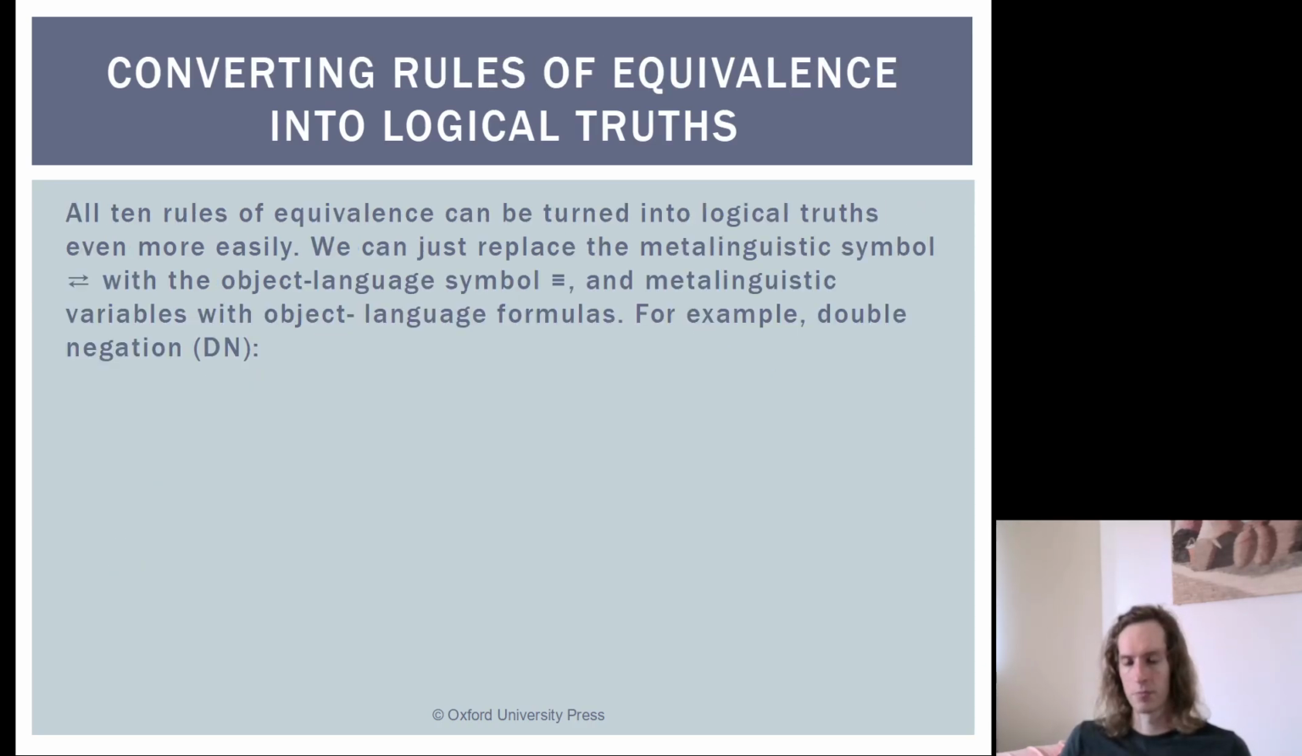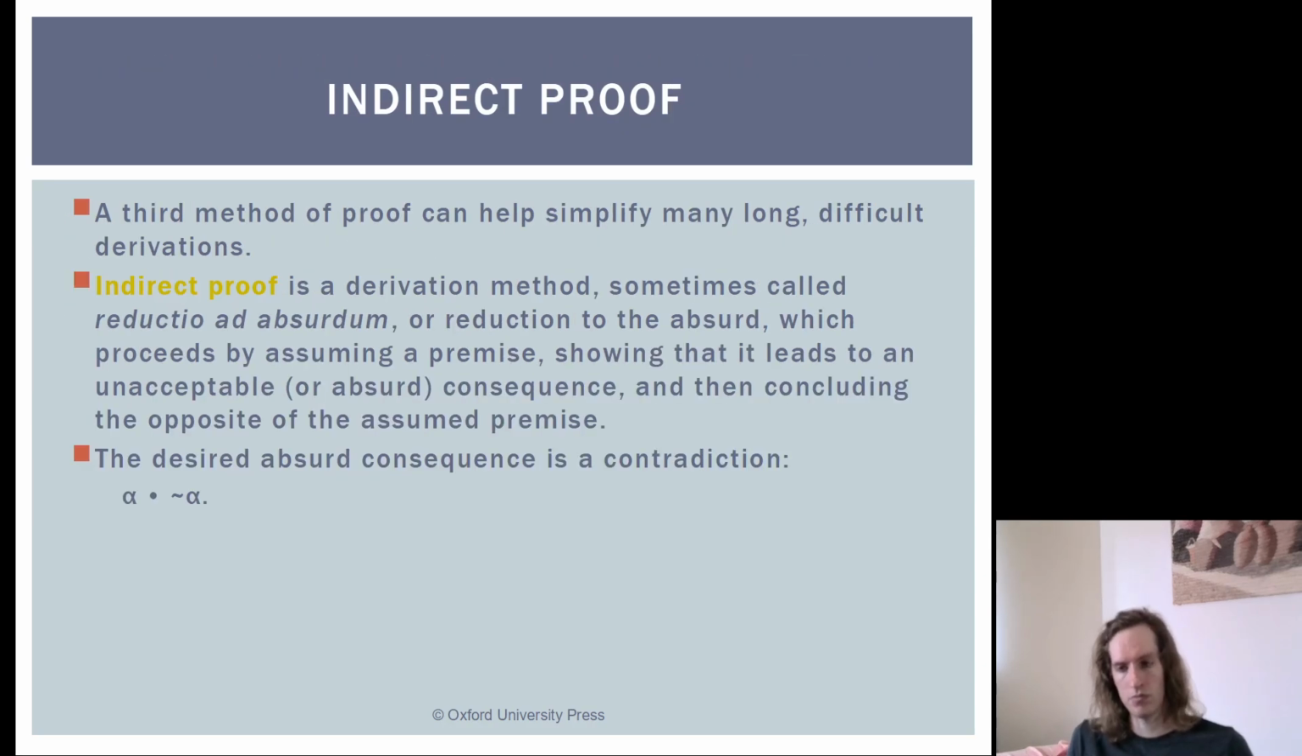All right. So all 10 rules of equivalence can also be turned into logical truths even more easily. We can just replace the metalinguistic symbol with these 2 arrows. We can replace it with a biconditional. So for example, with double negation, alpha is equivalent to not not alpha, and P is P if and only if not not P. And for any other more complex well-formed formula, this is always going to be the case. So they're just equivalent with each other.